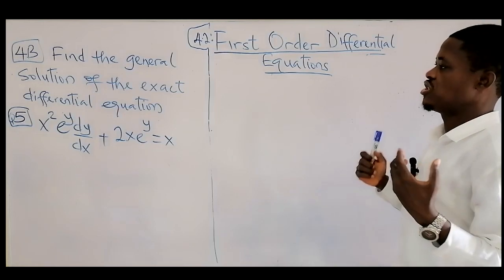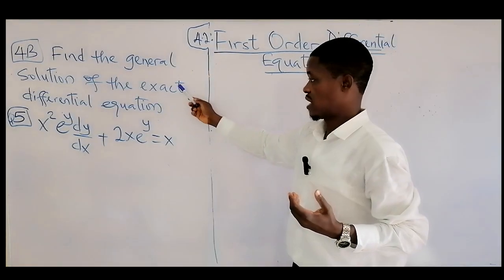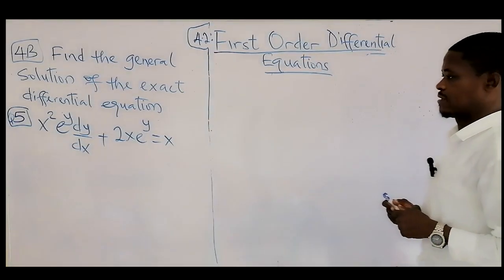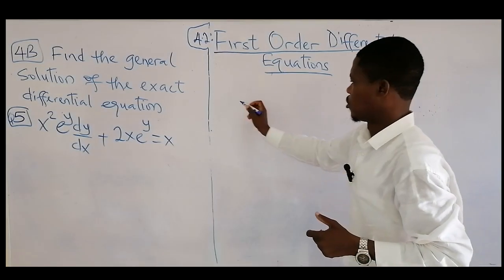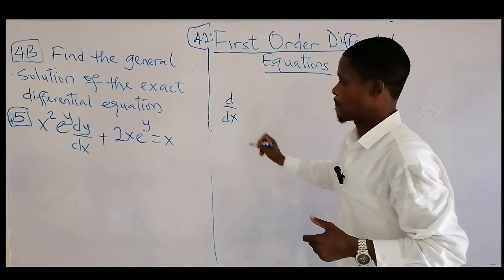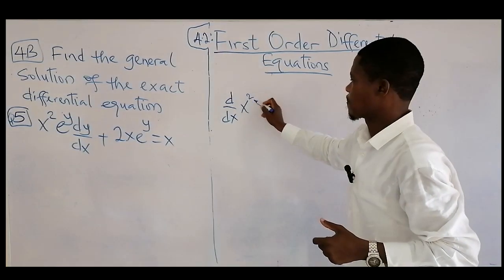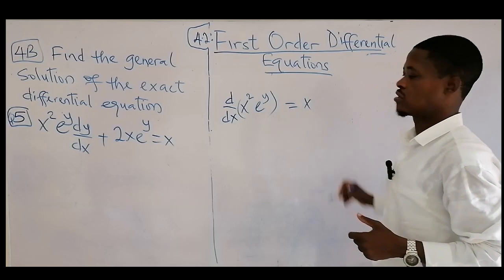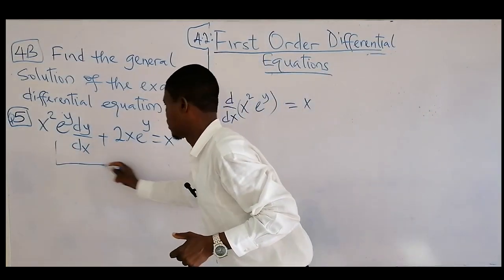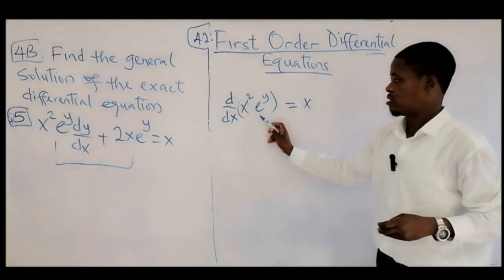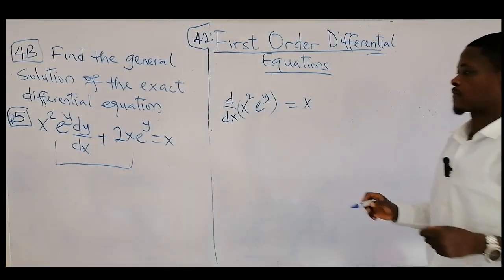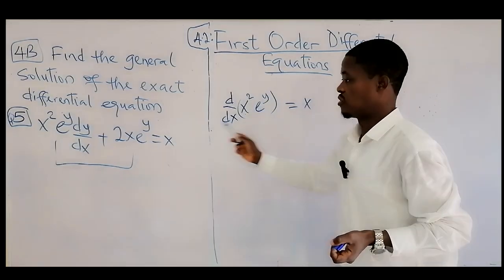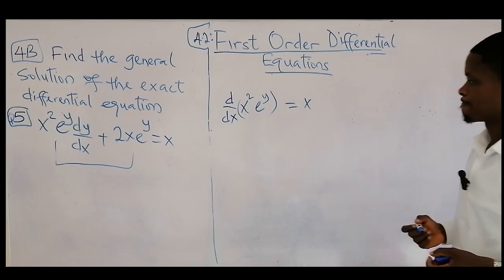Question 5, find the general solution of the exact differential equation. We have the equation. Look at the left-hand side. That will be d/dx of x squared times this, equal to this. So we have combined this together as the differential of the two functions. If you differentiate these two functions, you get back the left side of the equation.